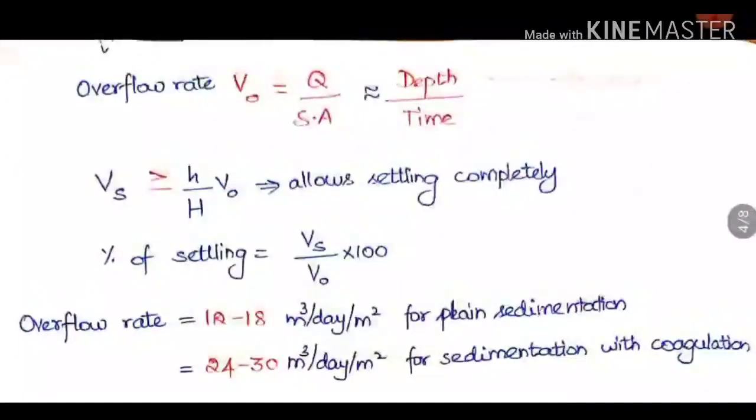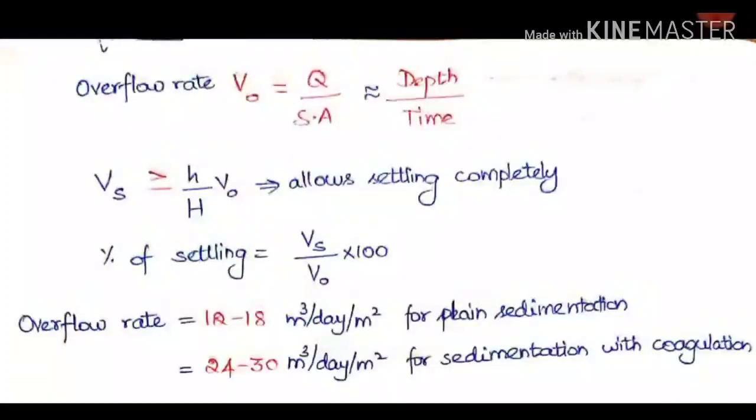Next we will see the overflow rate. It is represented as V0 and it is the discharge by surface area. It is nearly equal to the depth by time, which is the velocity of the water also. The flow through rate of the water and the overflow rate of the water will be the same in the case of sedimentation tanks. The settling velocity should always be greater than the horizontal velocity of the water. Then only will the settling happen at a faster rate.